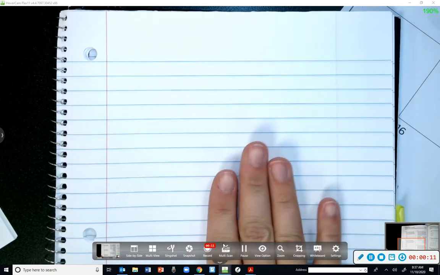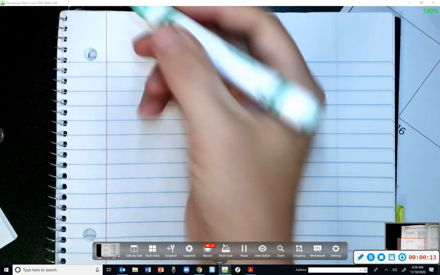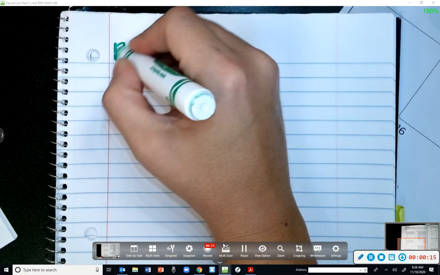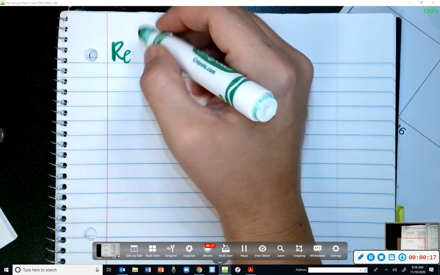Okay, good morning class. We are starting a different division strategy today. So we're going to title our paper in our math notebook, Repeated Subtraction.